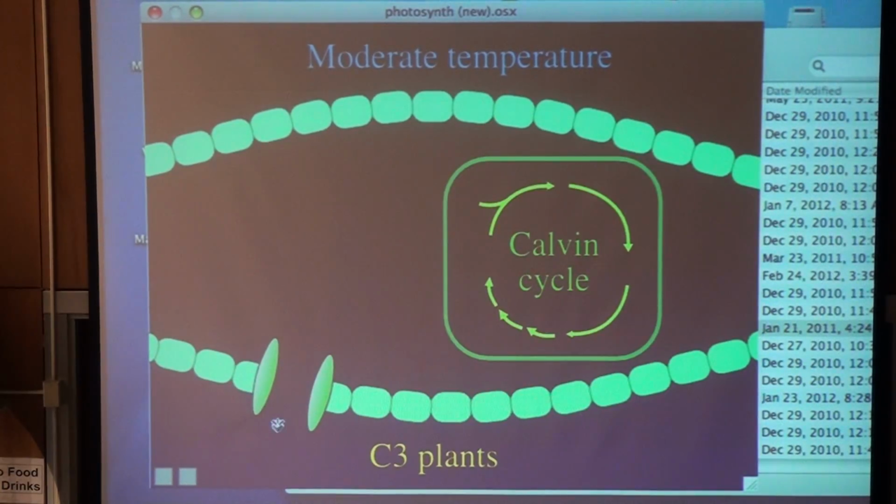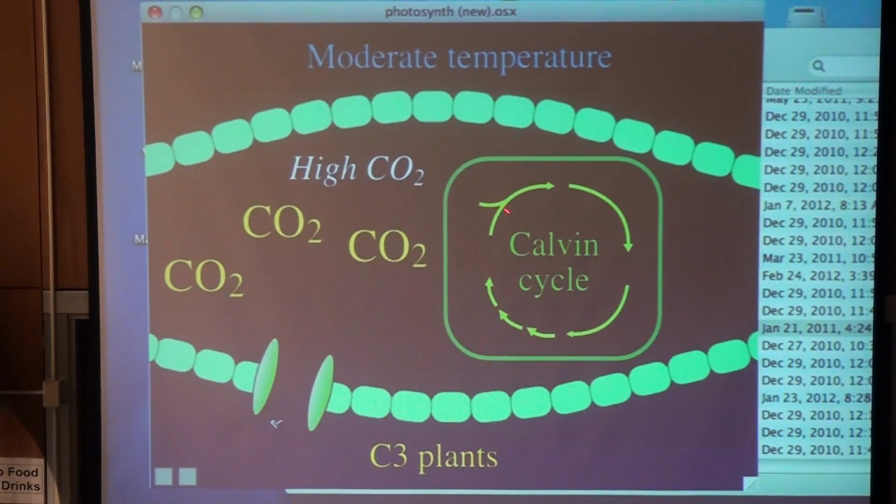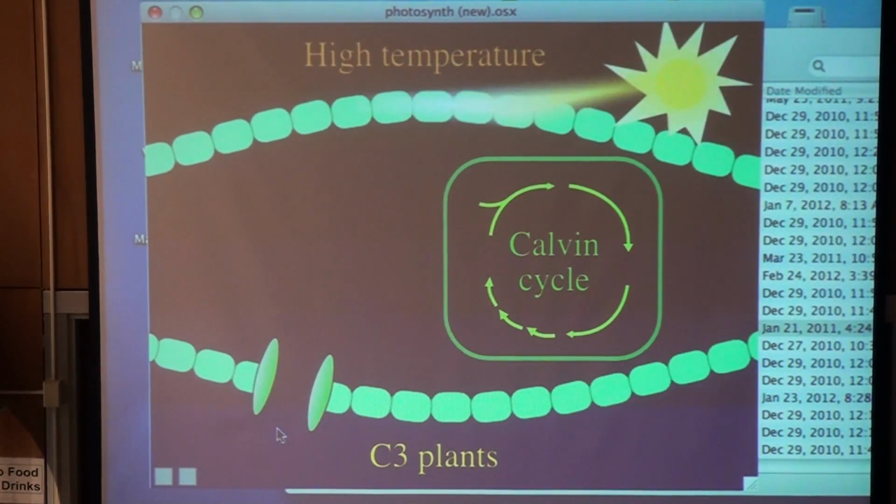Let's say that it's a moderate day. Moderate means not excessively hot, so it's a relatively not hot day. The carbon dioxides drift in through the open stoma. And so you get a nice high carbon dioxide concentration inside the leaf. And that's good because then the Rubisco enzyme is able to grab those carbon dioxides and fix them, feed them into the Calvin cycle.